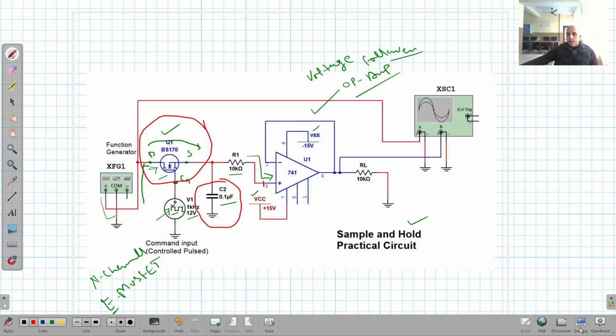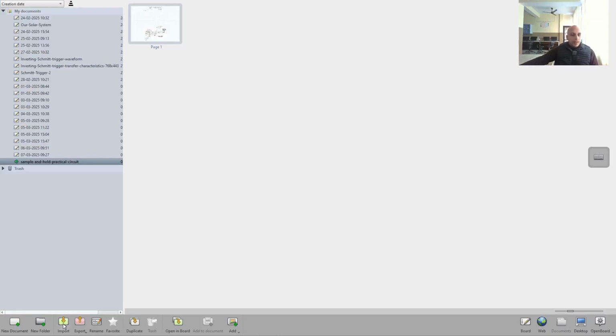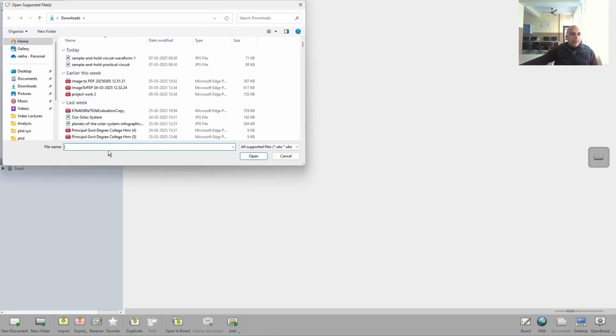I can show you the waveform of this sample and hold circuit. The things will become even more clear when you see it.